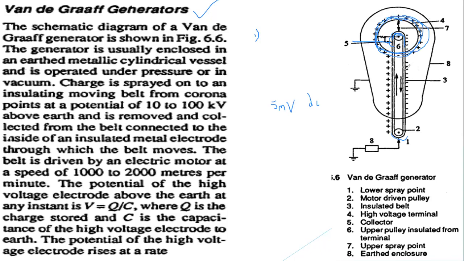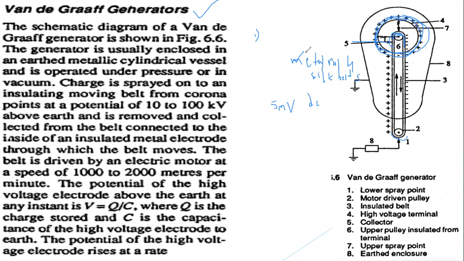As I said, when the charged conductor is brought inside the hollow conductor, the charges are distributed outside the hollow conductor. Moreover, the structure of the charged conductor, the low voltage electrode, mainly has two segments. The first segment is the metal pulley, and the second one is the silk belts.